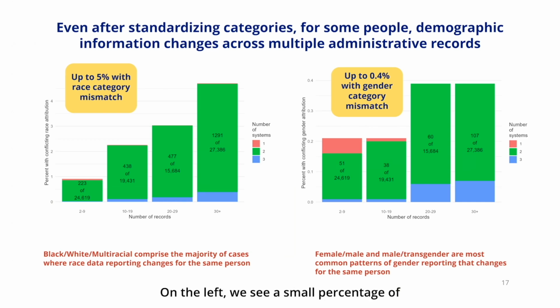On the left, we see a small percentage of people that had a mismatch in their race category over time. On the right, we see a small percentage of people that had a mismatch in their gender category over time. For both, we see that an increasing number of records, as well as an increasing number of different agencies that one is involved with, increases the likelihood that we may see these mismatches.